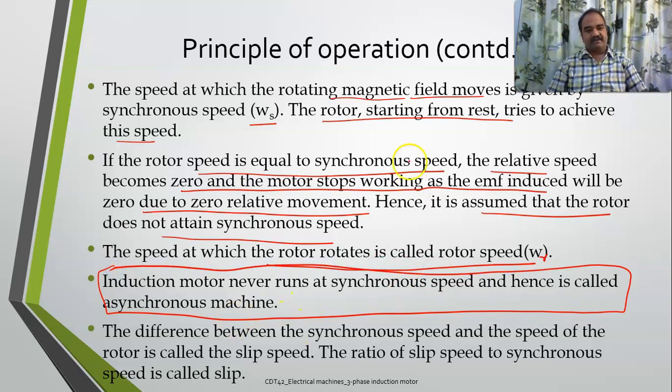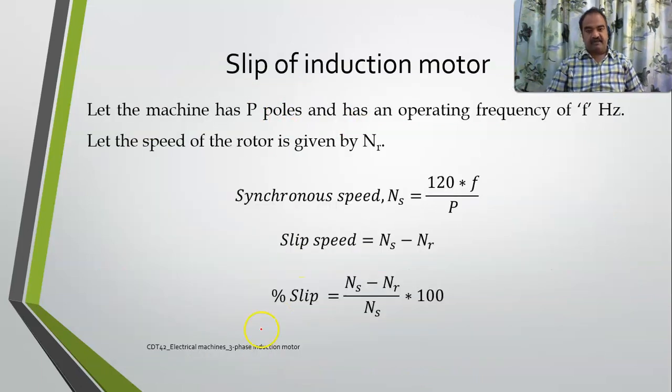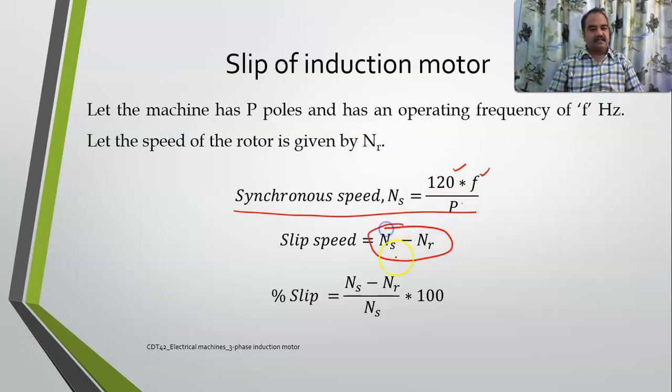The difference between the synchronous speed and the speed of the rotor is called the slip speed, and the ratio of slip speed to synchronous speed is called slip. I have written this formula. Synchronous speed is determined as 120 f by p, where f is the frequency and p is the number of poles of your machine. And what is slip speed? Ns minus Nr. Ns minus Nr by Ns is the slip, and if you want a percentage, multiply by 100. Slip speed by synchronous speed into 100.